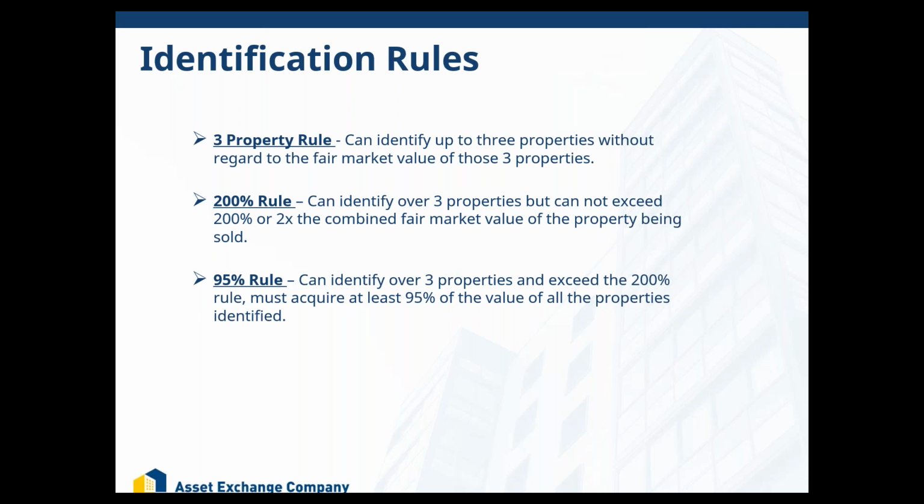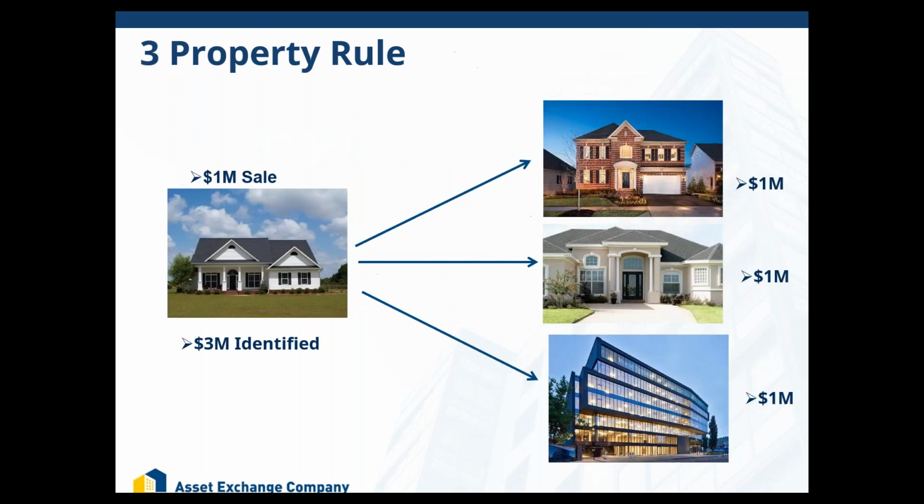Because it reads like this: you can identify over 3 properties, and you can exceed the 200% rule, but you must acquire at least 95% of the value of all the properties that you identified, right? Now, I know that's probably about as clear as mud, okay? Let me show you other examples, especially with this last one, the 95% rule. And hopefully, once I show you the examples, it'll make sense to you, okay?